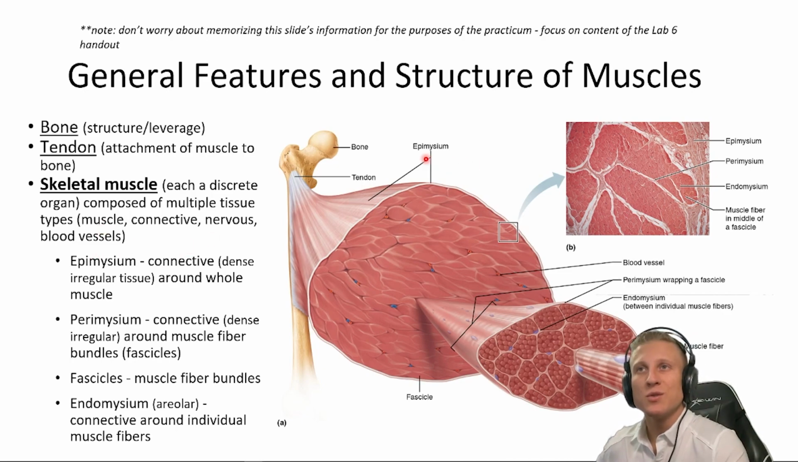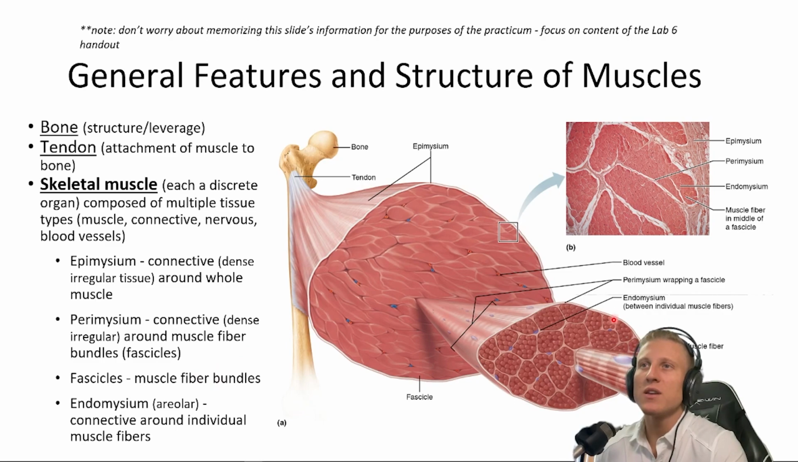When it comes to these individual muscles, these individual muscle organs, the external lining, the perimeter of these, is called the epimysium. It's a form of connective tissue, and that is delineating each muscle from another, even its adjacent neighbors.